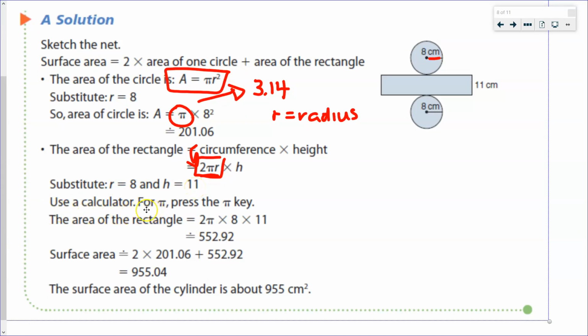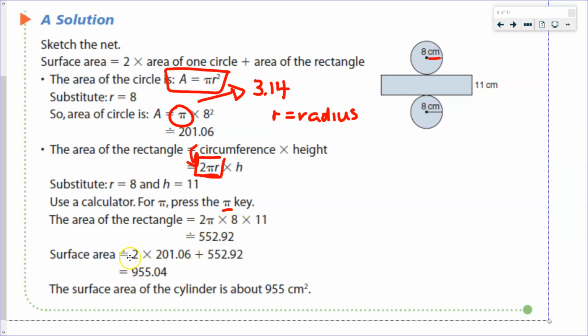It says use your calculator, press the pi key on your calculator. Again, let's stick with 3.14. Not all basic calculators have the pi key, and it tends to confuse people sometimes. It will still be an approximate answer, but we're going to round it to the nearest 2 decimal places. So they've done all this. Plug it in, 2 pi times 8 times 11.